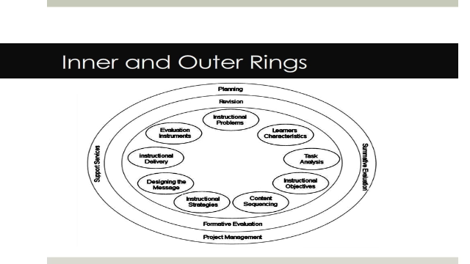The outer ring speaks to learner environmental factors which impact learning. These include support services, planning, implementation, and project management. The Kemp model is considered complete and thus holistic.